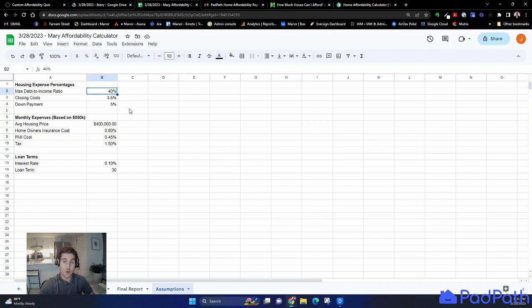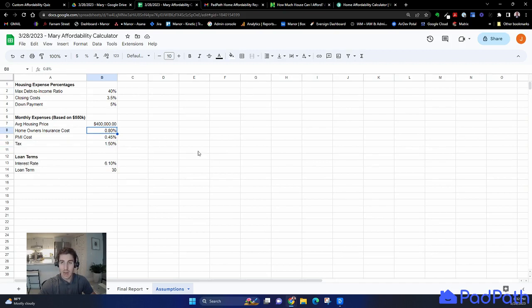But in this case, our goal is to ensure that Mary makes a smart financial decision. So, in other words, that she gets into a house that she knows she can afford up front, given all her financial situation, her entire picture. Here is where the calculator gets interesting.